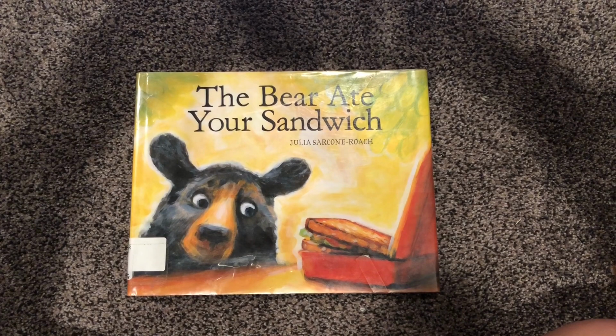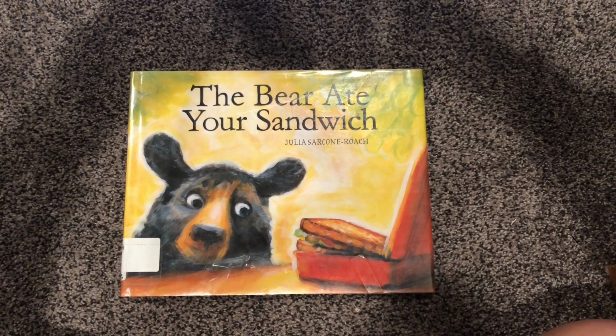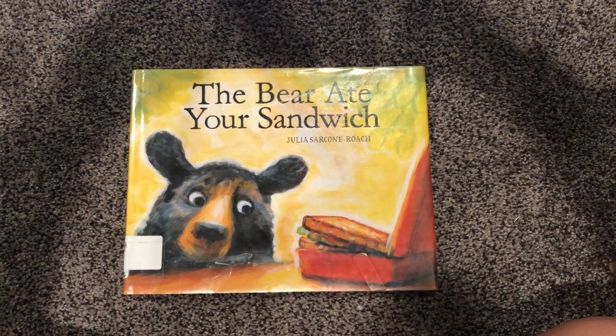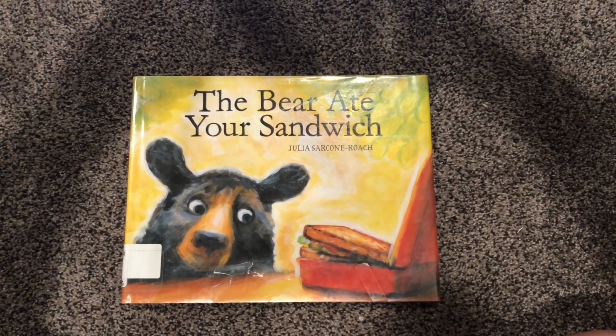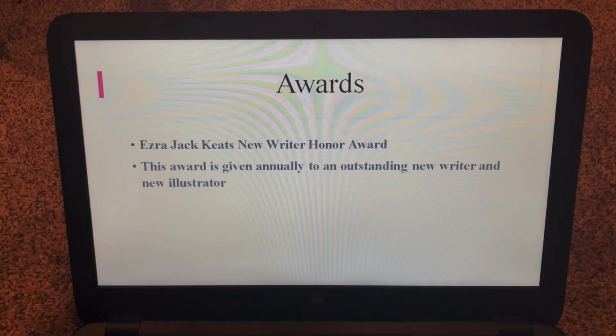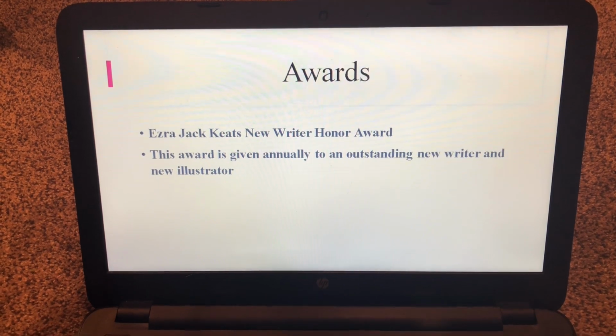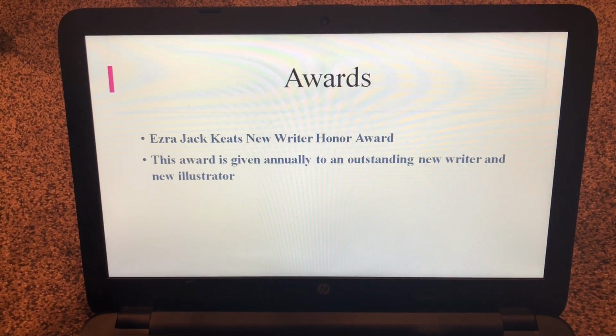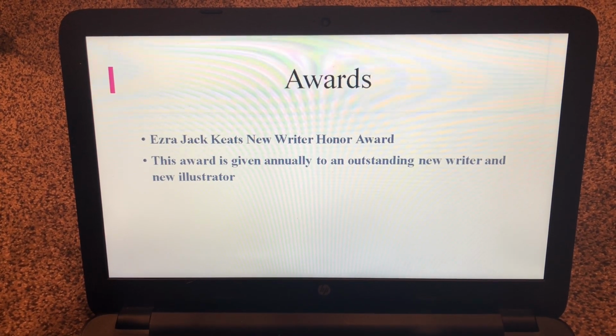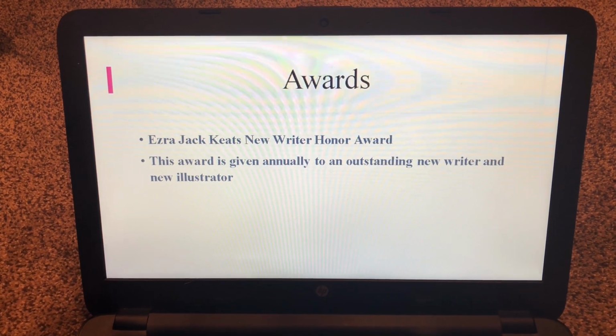Its author and illustrator are Julia Sarcone Roche. This book is published by Random House Children's Books in 2015. The award this picture book received is the Ezra Jack Keats New Writer Honor Award. This award is given annually to an outstanding new writer and new illustrator.